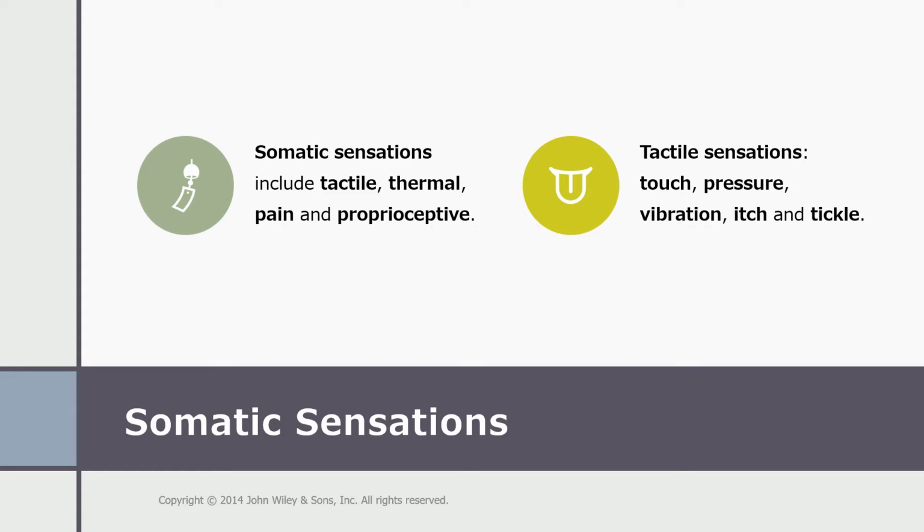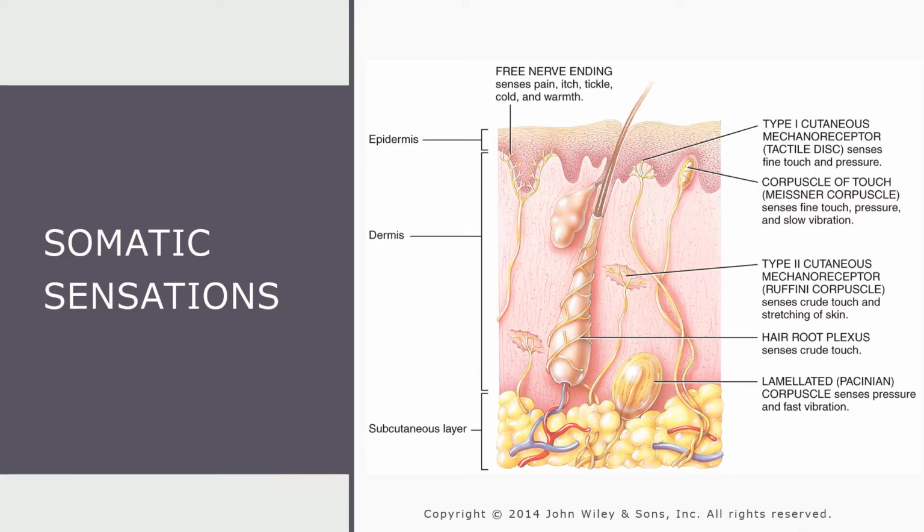These are tactile, thermal, pain, and proprioceptive. The tactile sensations include things like touch, pressure, vibration, itch, and tickle. Now there are 2 types of touch receptors. First one is going to be a rapidly adapting touch receptor. And the second one is going to be a slowly adapting touch receptor.